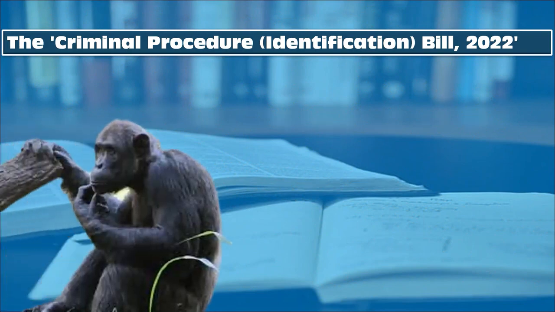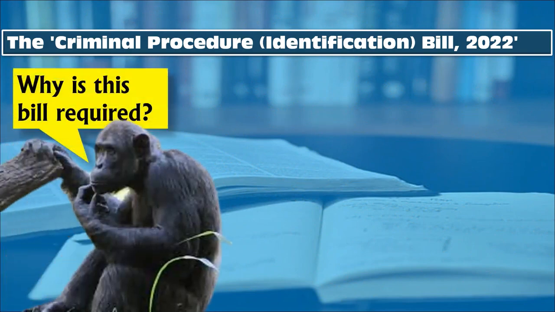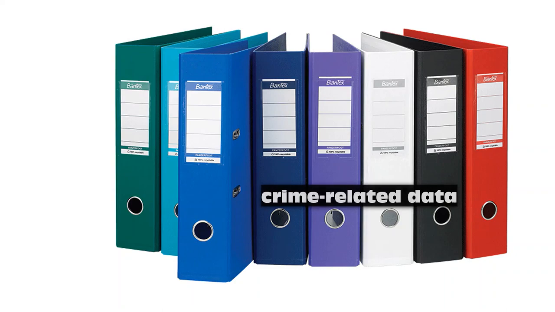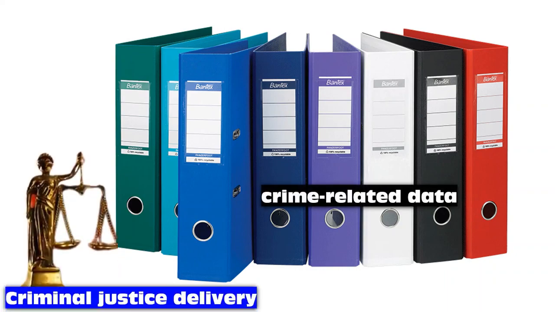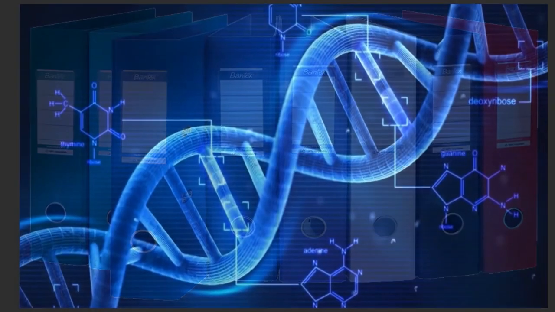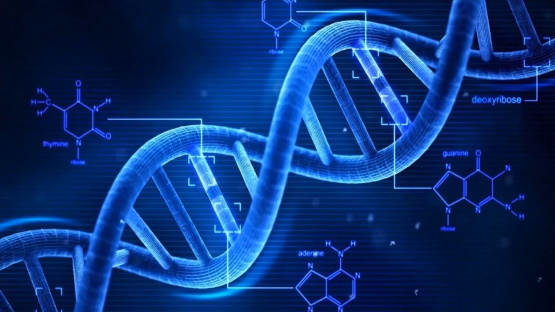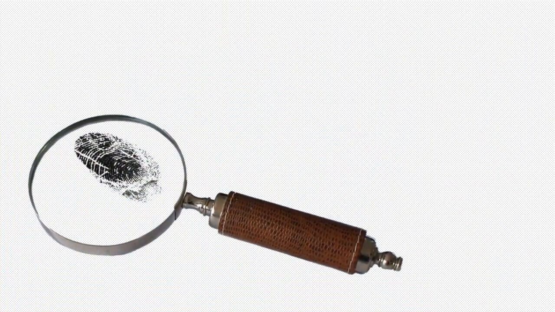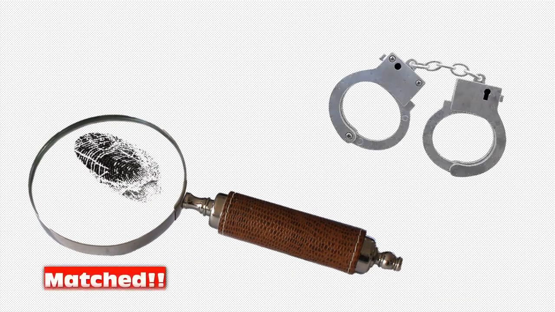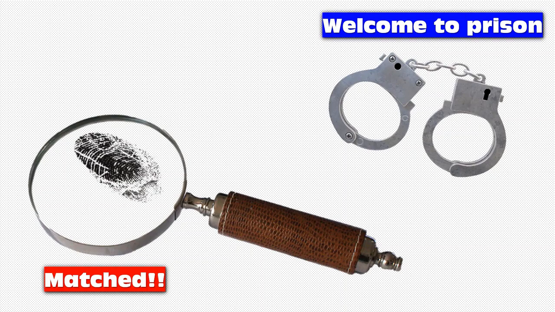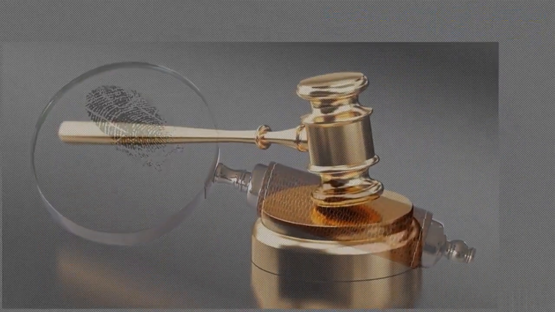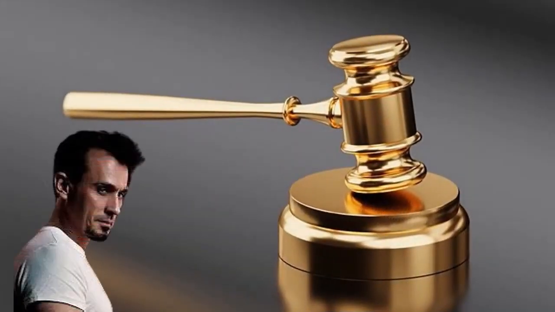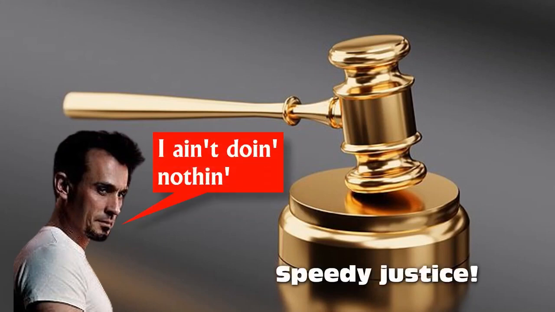First things first, why is this bill required? See, having a repository of crime-related data could go a long way in improving criminal justice delivery. Physical and biological samples are legally admissible evidence. They help the investigating agencies to establish the crime of the accused person. That aids in speedy prosecution and conviction. Speedy justice is important because it acts as a deterrence for potential criminals.